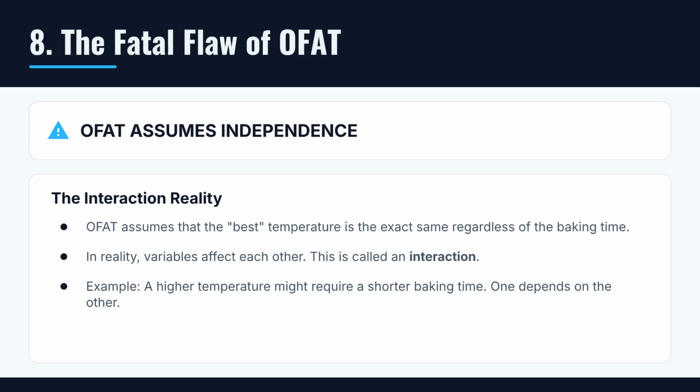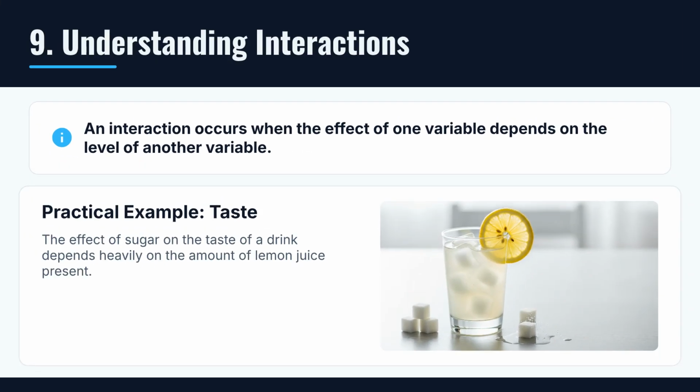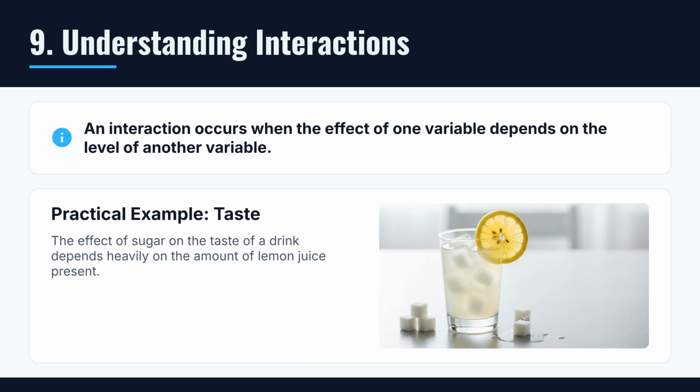The fatal flaw of OFAT is that it assumes independence. OFAT assumes the best temperature is the same regardless of the baking time. In reality, variables affect each other. This is called an interaction. For example, a higher temperature might require a shorter baking time. An interaction occurs when the effect of one variable depends on the level of another variable.